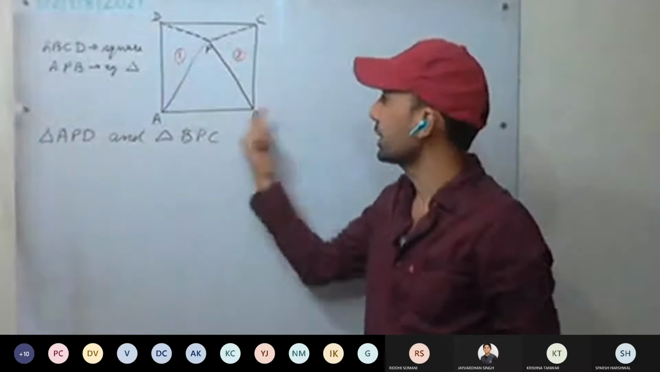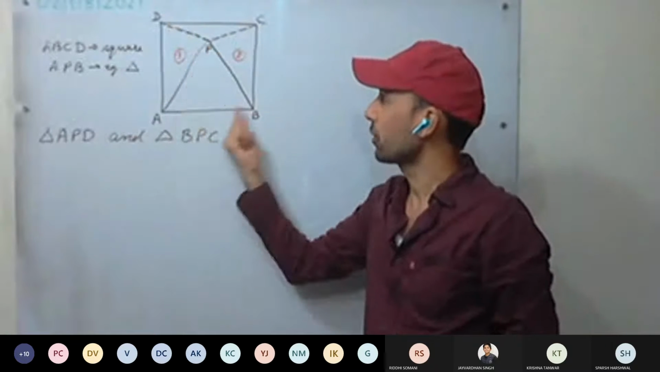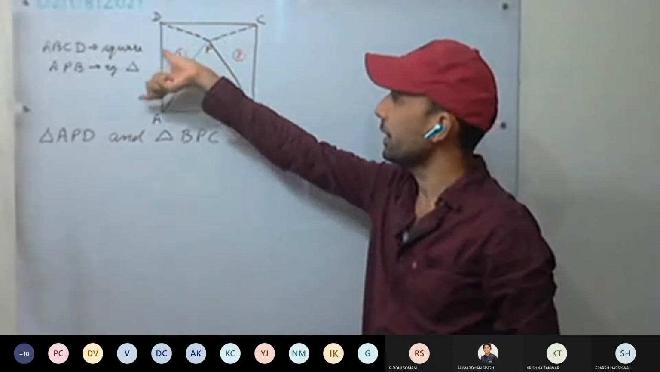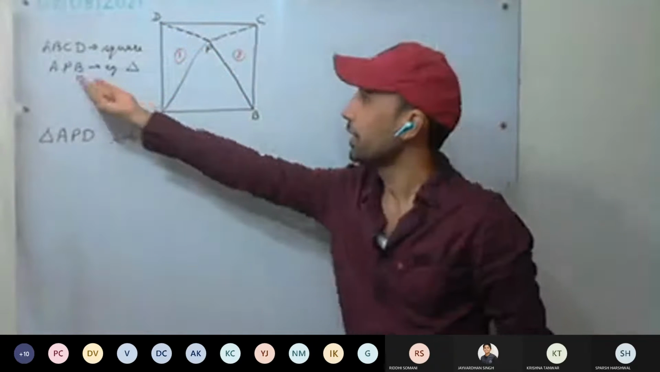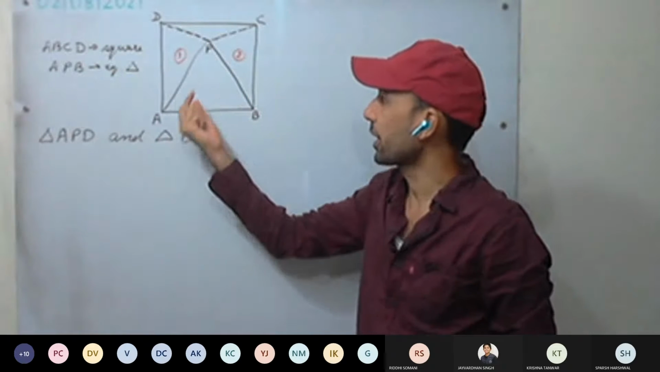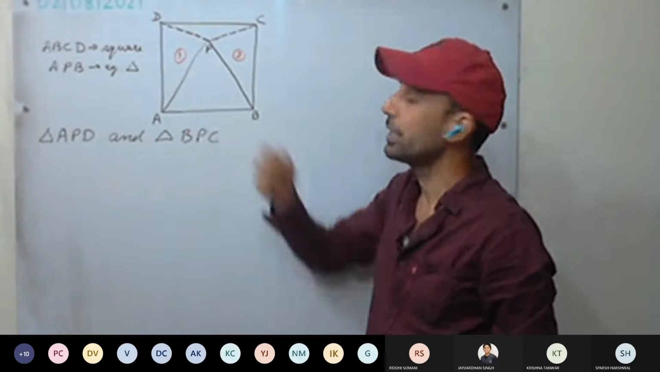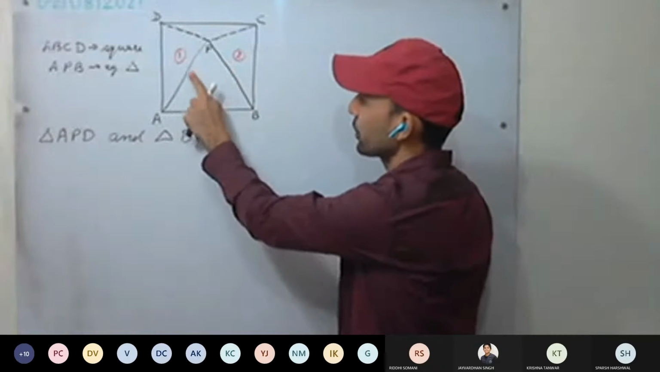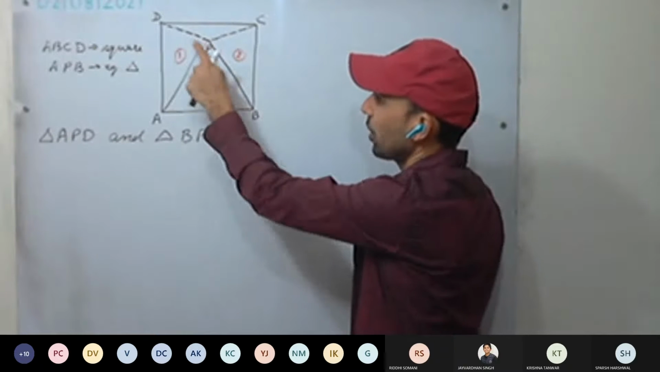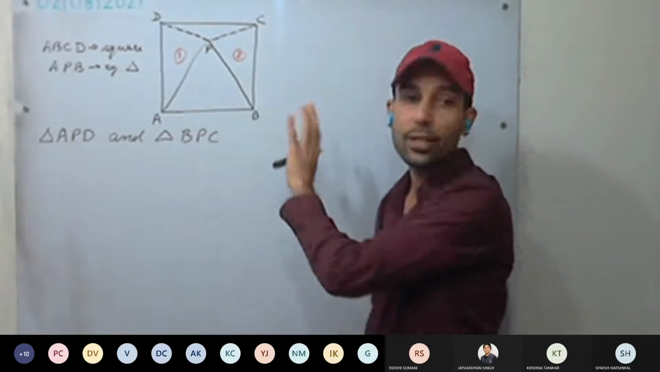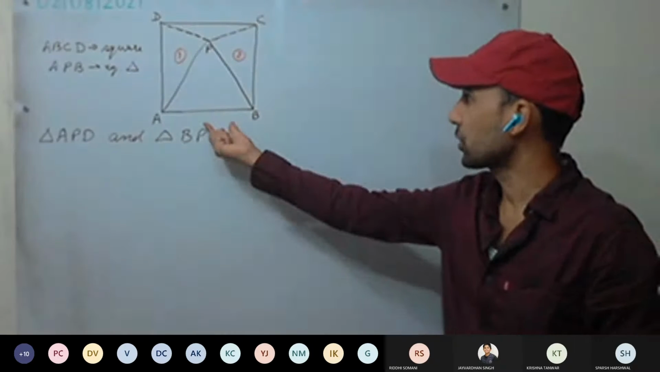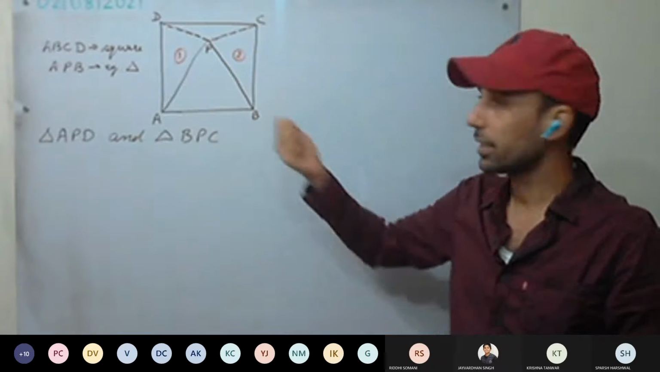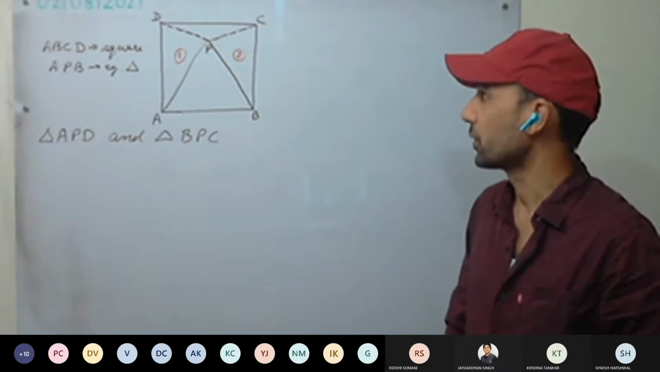Always remember, ABCD is a square and APB is an equilateral triangle. Square means all the four sides AB, BC, CD, and DA are equal. And triangle APB is an equilateral triangle, so AB, PB, AP are as well equal. This side is equal to this side equal to this side. All the four sides of the square and all the three sides of the triangle are equal. AB is common, a side of the square as well as of the triangle. So how can we prove it?